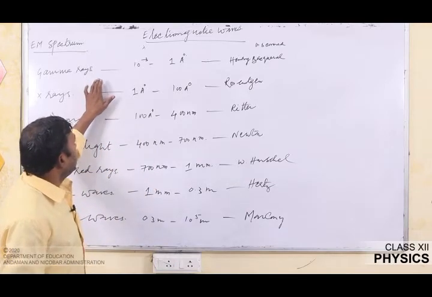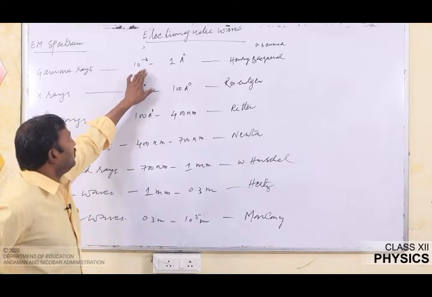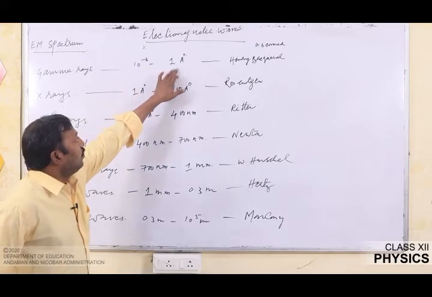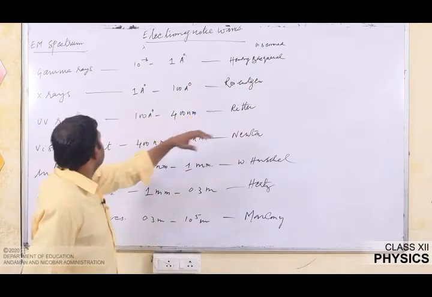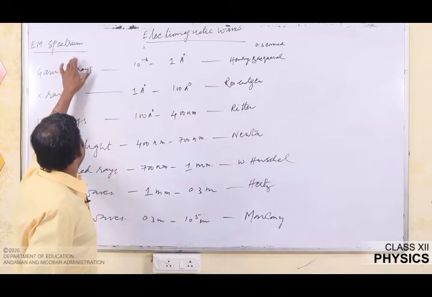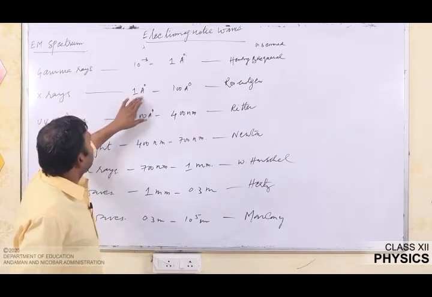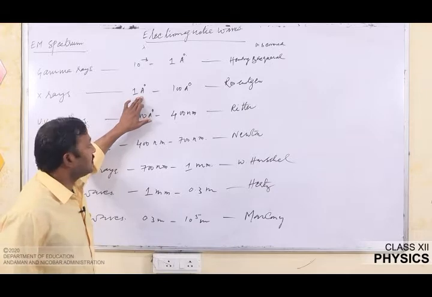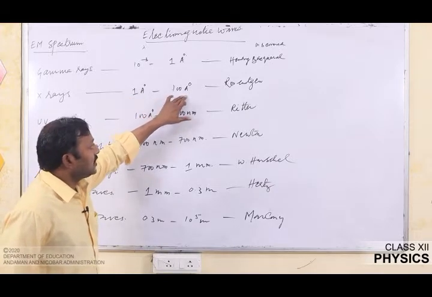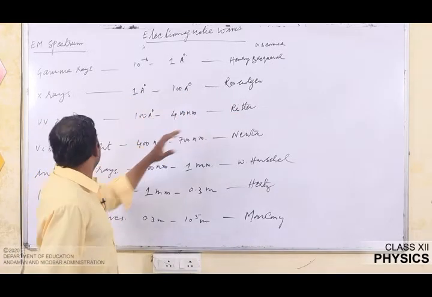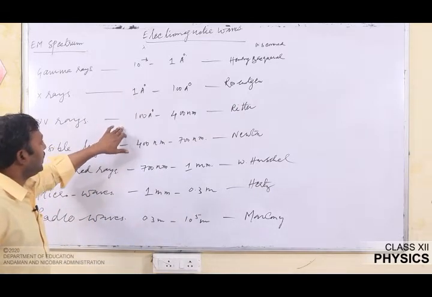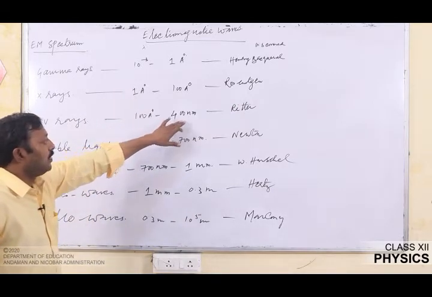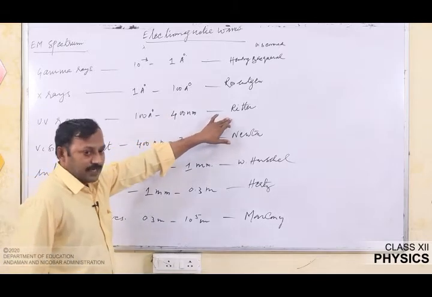Gamma rays: the wavelength ranges from 10 to the power minus 3 angstrom to 1 angstrom, discovered by Henry Becquerel. The second class of the electromagnetic spectrum is X-rays, which range from a wavelength of 1 angstrom to 100 angstrom, discovered by Roentgen. The third one is UV rays. The wavelength range of UV rays is 100 angstrom to 400 nanometer, discovered by Ritter.